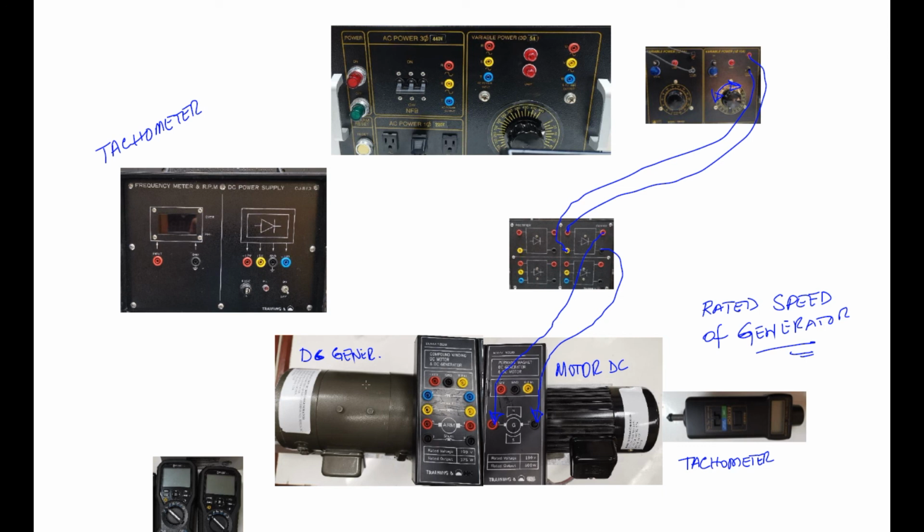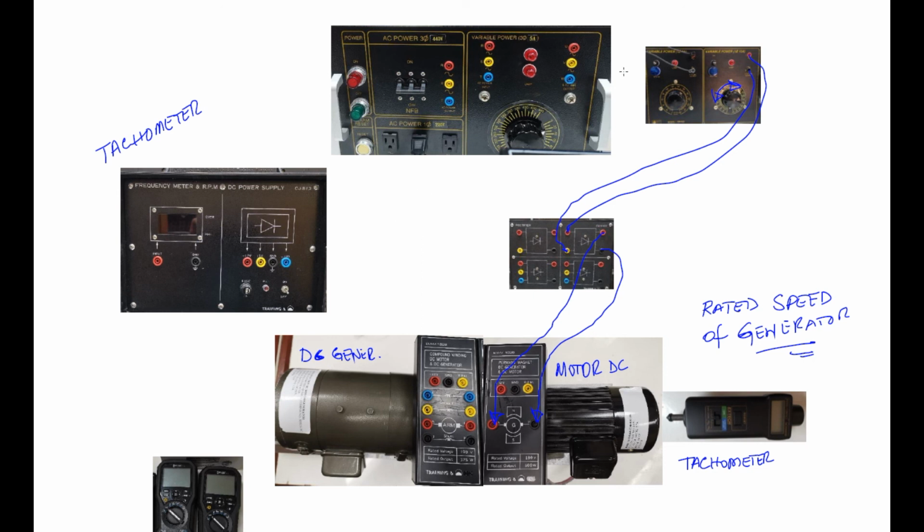For our case, we will be using this one as a generator because this machine is a compound machine, so it can be used as a generator or a motor. For our case, we'll be using it here as a DC generator. So we have its armature here and the field winding. Now let's supply the field winding by variable DC.